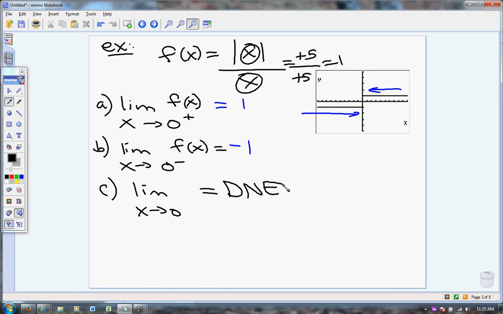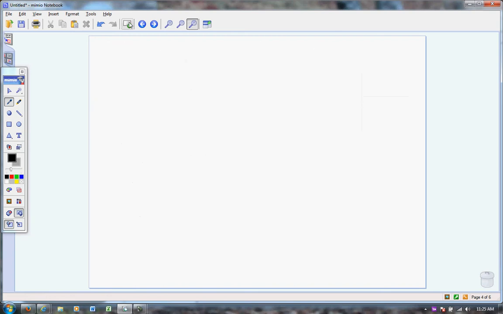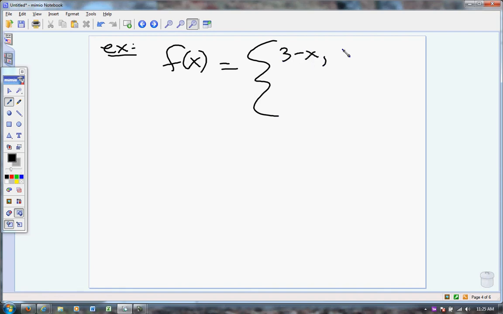We need to look at a piecewise function because they're so much fun. Let's look at this pretty little piecewise function, everybody's favorite: 3 minus x for x less than 1, 4 for x equal to 1, and x squared plus 1 for x greater than 1. There's our piecewise function. There's nothing scary in that. We should be able to graph this one by hand. Let's do it just because it's so much fun.